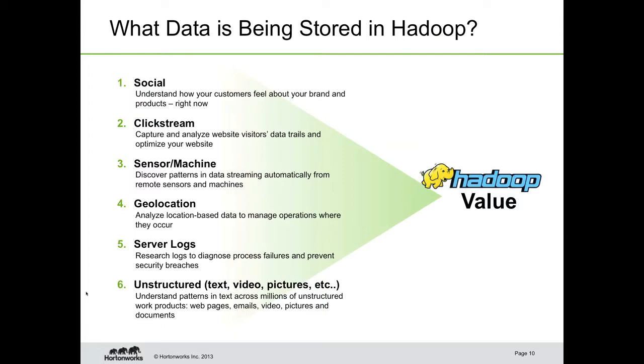So I want to start off with just a little bit more detail on the data types because that's really what is being stored in Hadoop. So from our perspective, we see 6 data types, types of data that are being stored in Hadoop. So first is social data. That is information that is collected from the web, from rating sites and comment sites and various ways that your customers and your clients can comment on services and products.